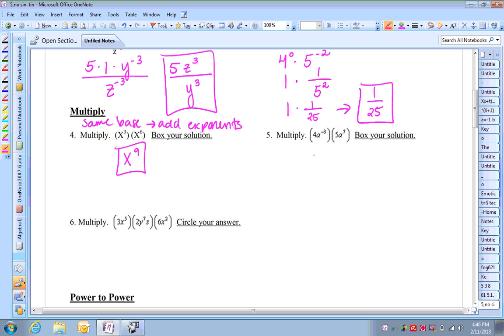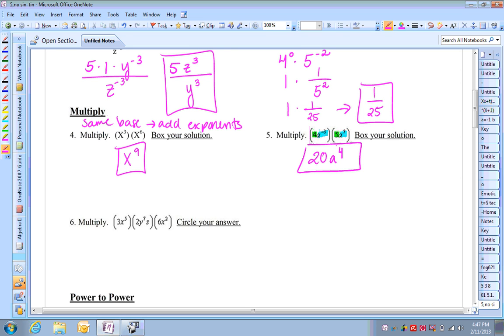So on number 5, we're multiplying 4 times a to the negative 3 times 5 times a to the 7th. So first thing we're going to do is multiply our coefficients, 4 and 5, and that gives us 20. Then we're going to multiply our a terms, and whenever we have the same base, we add the exponents. So this becomes a to the 4th, because negative 3 plus 7 is positive 4. So our answer is 20 times a to the 4th.